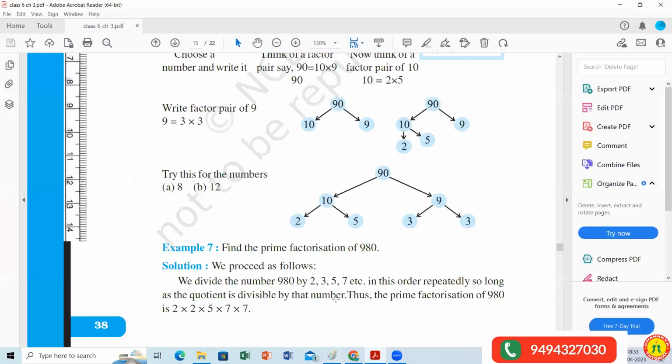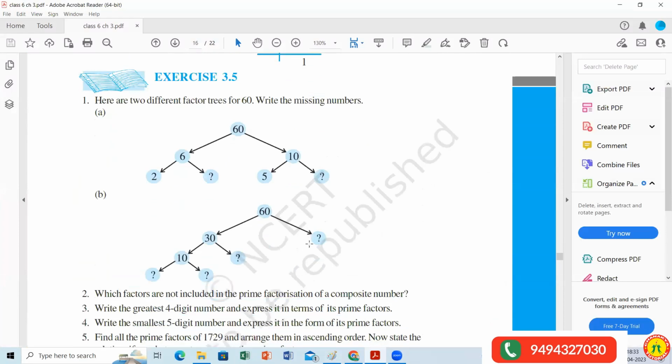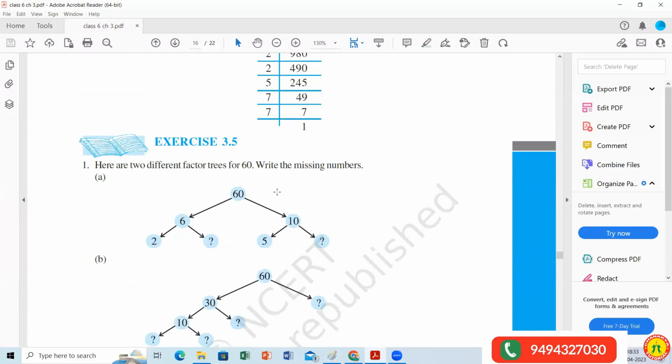Tree method as well as prime factorization method. Now go to the question in exercise 3.5. There is 60. How can 60 be expressed? 6 tens are 60, yes or no, children? Yes. Ma'am, may I say the blanks? Yes, please, Advika. Ma'am, for the left one, it is 3. 2 3s are 6, very good. And for the rightmost side, it is 2.